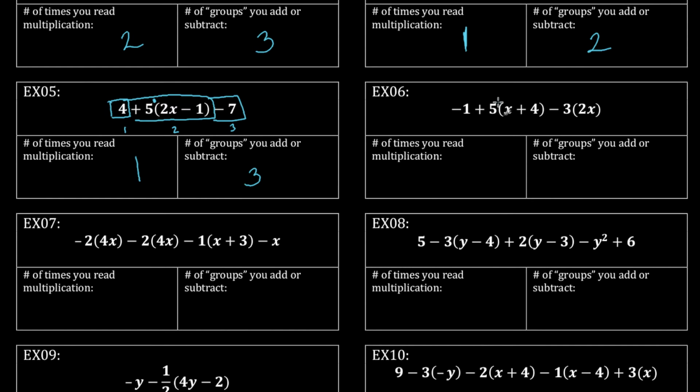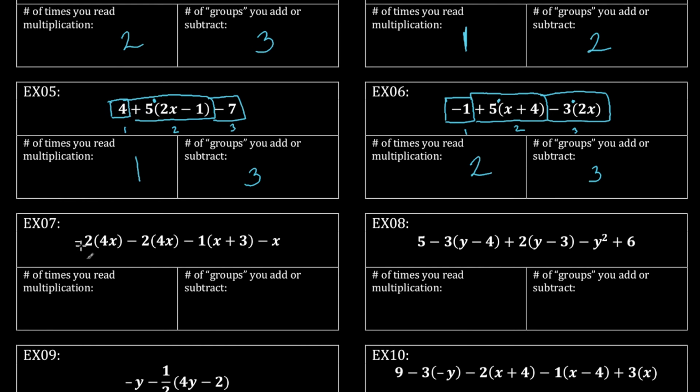So we're on example 6. Negative 1 plus 5 times x plus 4 minus 3 times 2x. So that's 2 multiplications. I start off with negative 1, and then I add 5 times x plus 4. And then I take away 3 times 2x. So there are 3 groups. Now if you notice, I'm adding and subtracting either regular numbers, or I'm adding and subtracting groups of multiplication.